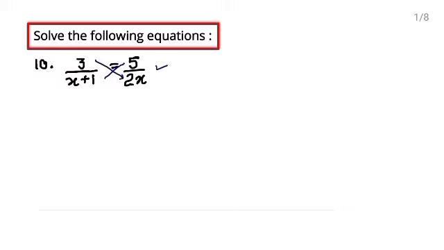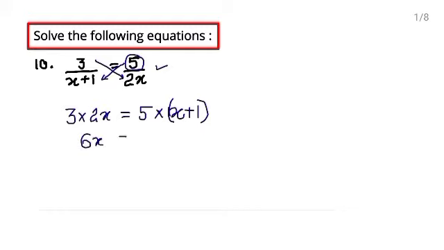This 3 will be multiplied by this 2x. 3 multiplied by 2x is equal to this 5 multiplied by this x plus 1. So 5 multiplied by (x plus 1), right? We have two terms here, so enclose it in brackets. Now 3 twos are 6x is equal to, this is the distributive property, multiply this 5 with this x, 5x, plus multiply this 5 with this 1, 5 ones are 5.